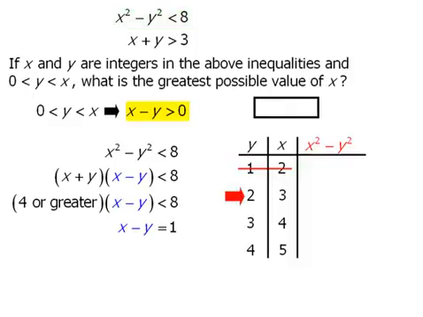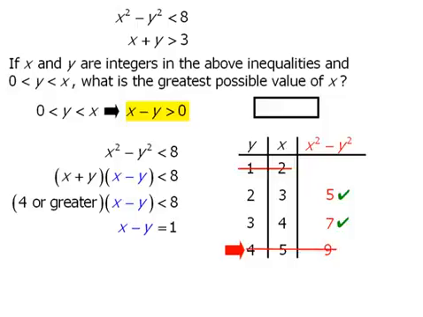We'll begin here. If y equals 2 and x equals 3, our expression evaluates to be 5, and this is indeed less than 8. If y equals 3 and x equals 4, our expression evaluates to be 7, and this is also less than 8. For the next pair of values, the expression evaluates to be 9, and this is not less than 8.